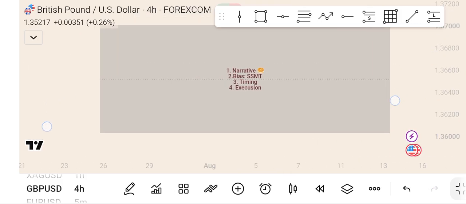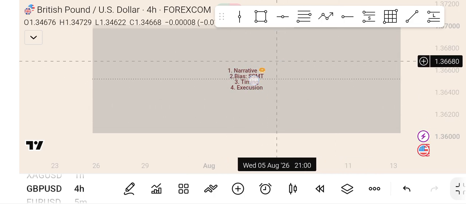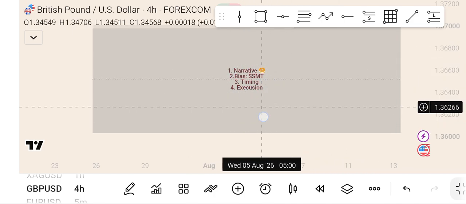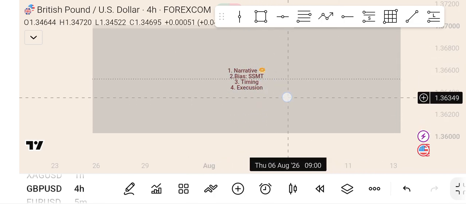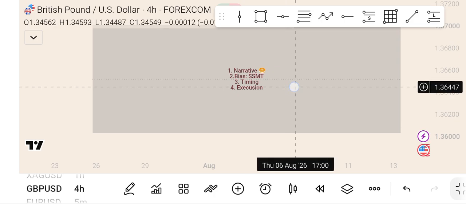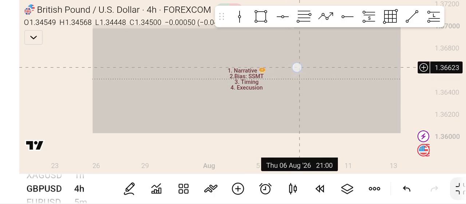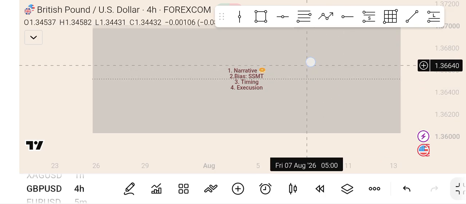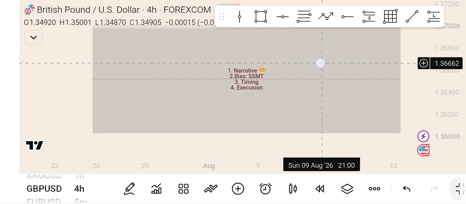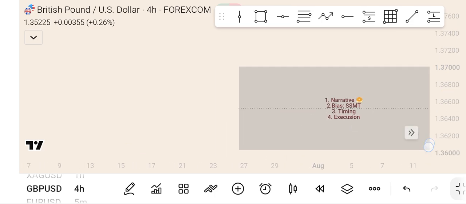Before knowing sequential SMT, first you need to know what we call quarterly theory, and quarterly theory is something very critical about the frequency strategy. Now let me explain what quarterly theory is. Okay, let's go for it.